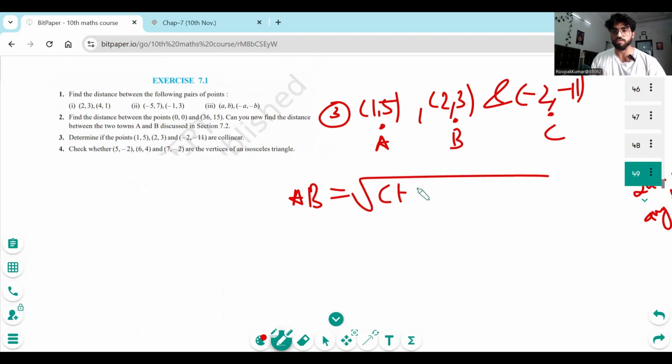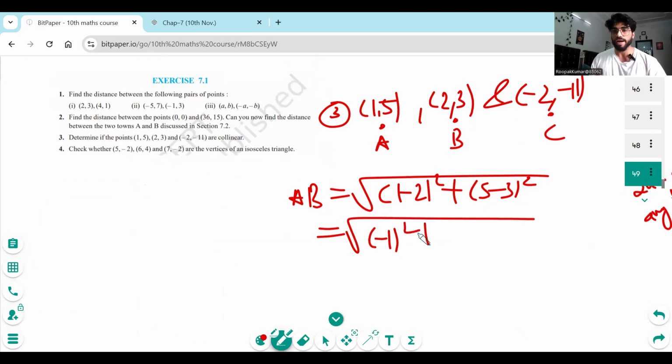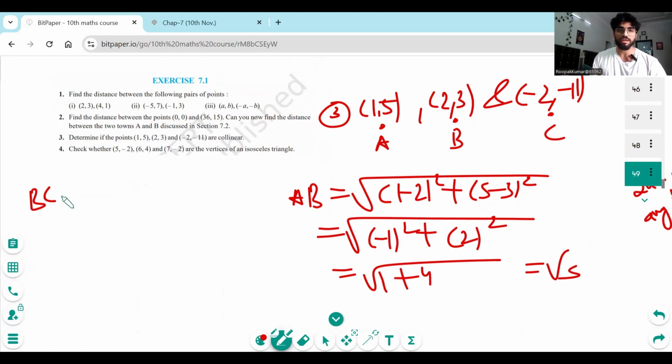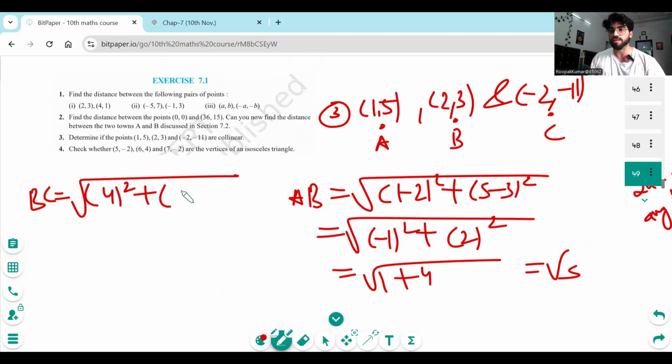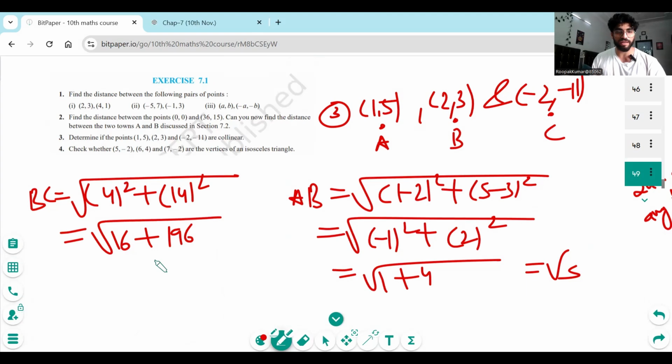So (1 minus 2) square plus (5 minus 3) square. So this will be (1 minus 2) square, that is minus 1 square, and this is 2 square. So which is 1 plus 4, which is root 5. If I go for BC, this will be (2 minus 2), that is 4, minus minus will be plus, 3 minus minus will be 14, 14 square, that is 16 plus 196. So if I add them up, what will I get? I will get 212, isn't it? 14 and 2, 16.